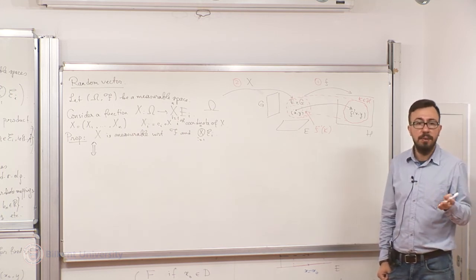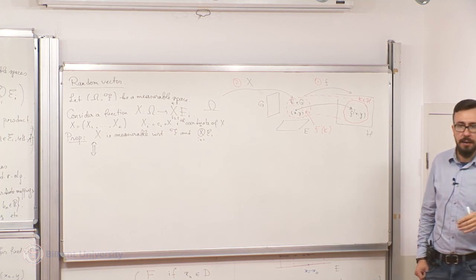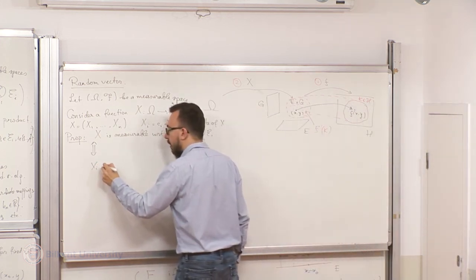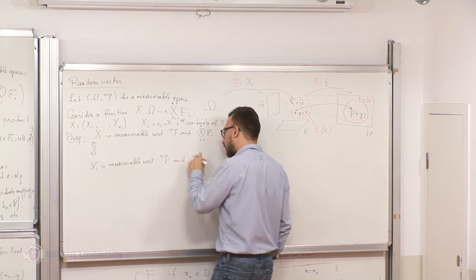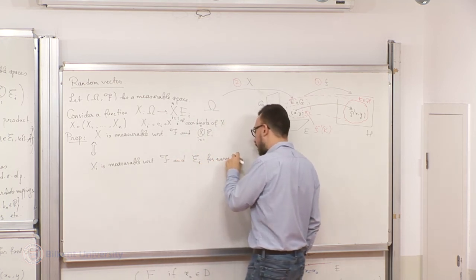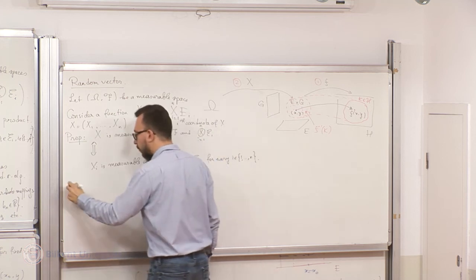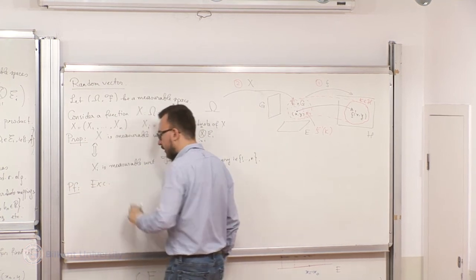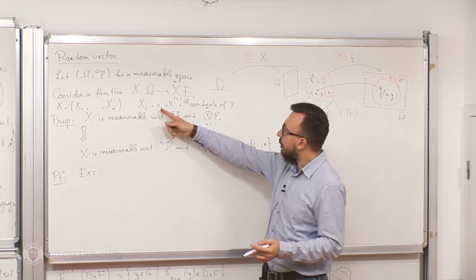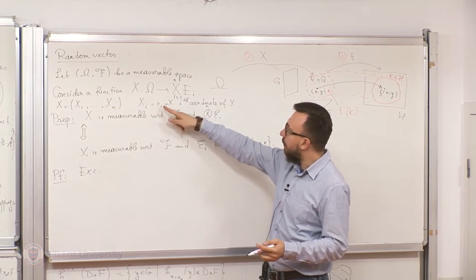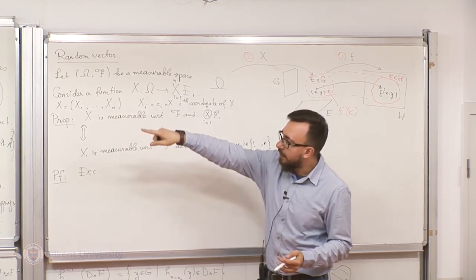So you don't need to worry too much about measurability of a random vector. If the coordinates are measurable, then it's fine. So X_i is measurable with respect to F and E_i for every i. Let me leave it as an exercise. It's not very difficult. Let me just say in words that the ith component is the composition of the ith coordinate mapping with X. We argued that the coordinate mappings are measurable.